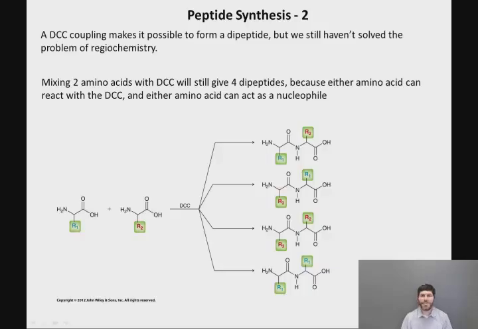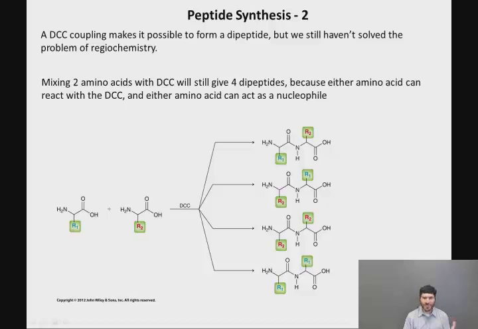We now consider the problem of regiochemistry that I alluded to in the previous lesson. As we saw, a DCC coupling makes it possible to form a dipeptide. But when you mix two amino acids with DCC, we will still get 4 dipeptides because either amino acid can react with the DCC, and then either amino acid can act as a nucleophile.